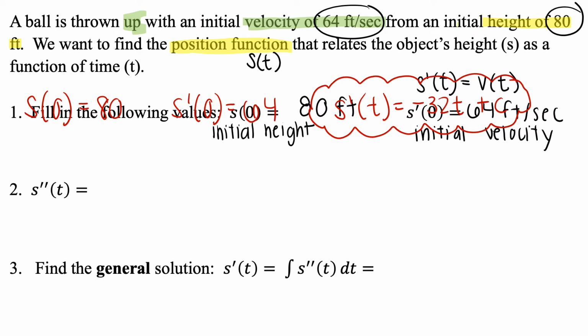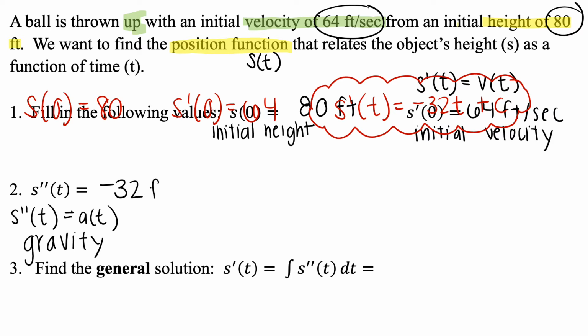S double prime of t, the second derivative of the position, remember, is the derivative of velocity or is equal to acceleration. And because there's no acceleration mentioned here, the only acceleration we need to worry about is gravity, which remember has a pull of negative 32 feet per second, negative because it's pulling you down.